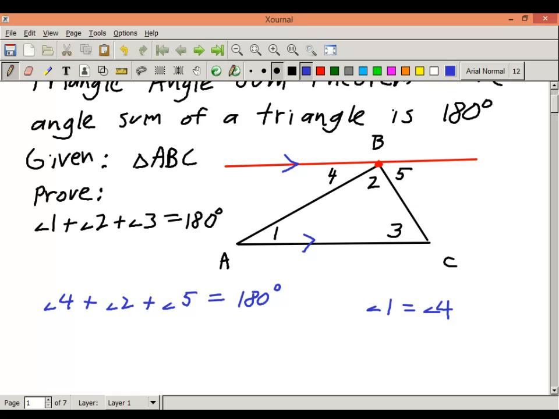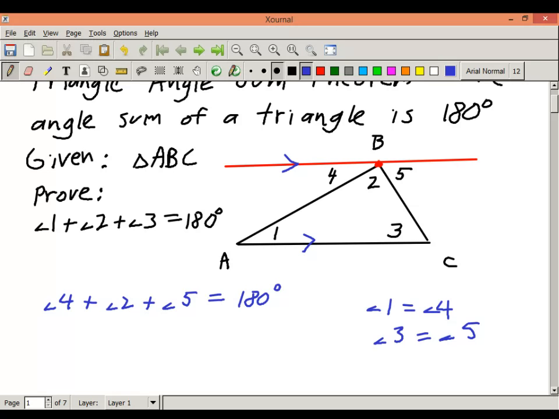So angles 1 and 4 are congruent, and we can say likewise that angle 3 and 5 are congruent, or equal. Angle 3 is equal to angle 5. Again, because if 2 parallel lines are cut by a transversal, alternate interior angles are congruent. So here, the transversal is BC, and so you see angles 3 and 5 are alternate interior angles.